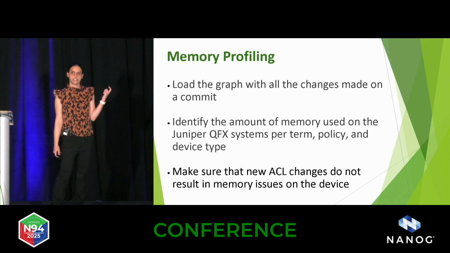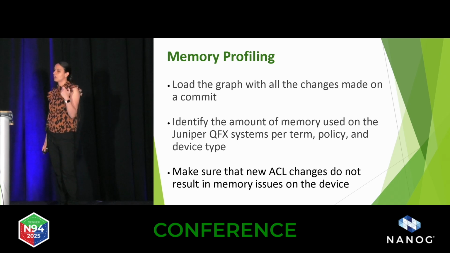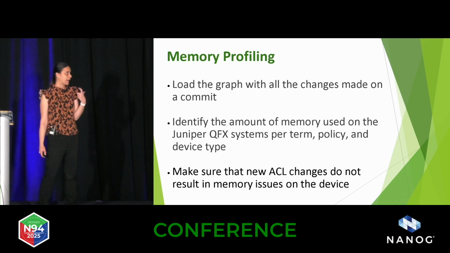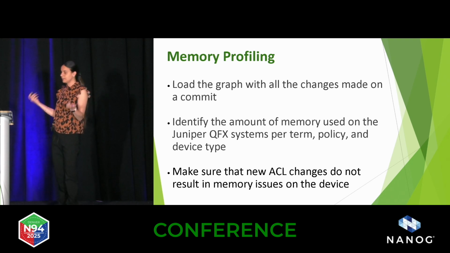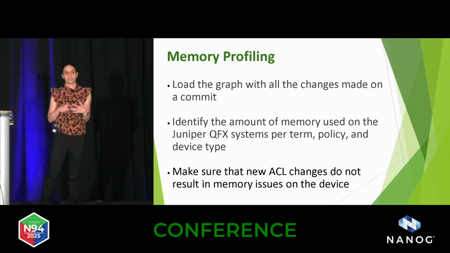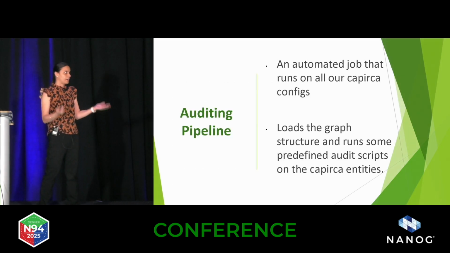Memory profiling, we do this generally for Juniper QFXs. We identify the amount of memory which is used on Juniper QFXs per term, policy, and device type. Depending upon whether this memory consumption has gone beyond 50%, this is done before rendering and pushing it to the device itself. If we identify this has gone beyond a threshold, we do not render the policy and we do not push it onto the device. This helps us in that we're not pushing bad changes onto the device and not bringing down the network that way.